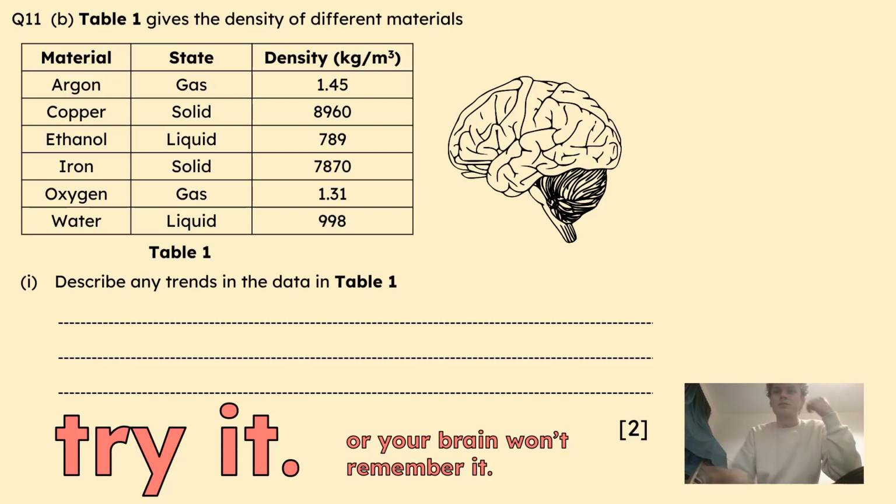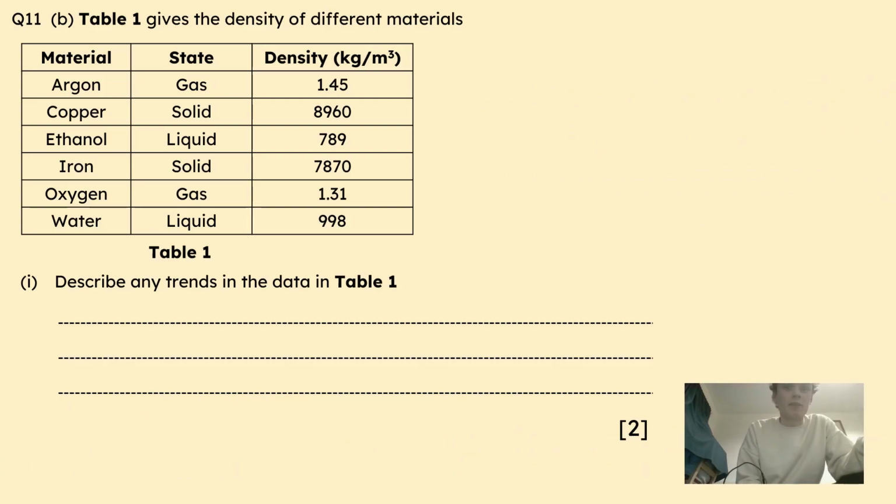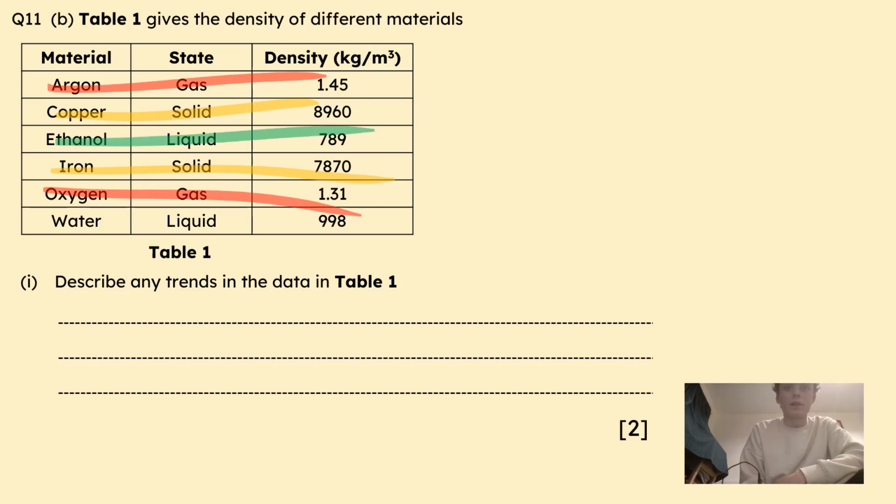Okay, so without even knowing what any of this means, you can still answer this by highlighting the different states. So argon is gas, and so oxygen. Then copper into solid, and so iron. And finally, ethanol and water liquid. Pause now if you still do not see it. So immediately, you can see that gases, whatever they are, have the smallest number in this column, density.